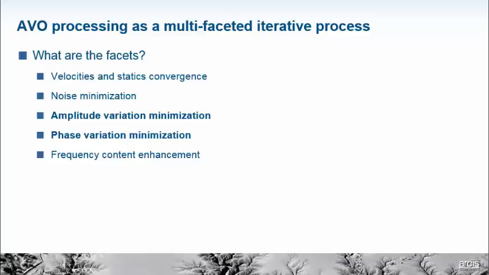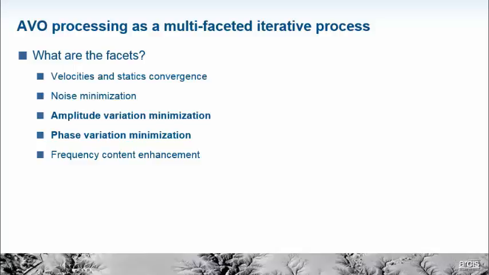Basically, the reason you've got the notion of iteration and a whole bunch of different facets or criteria or objectives is because any one of these things we're about to discuss is best employed after some of the other things have already been done. So in other words, there are interdependencies and contingencies among the various facets in processing.